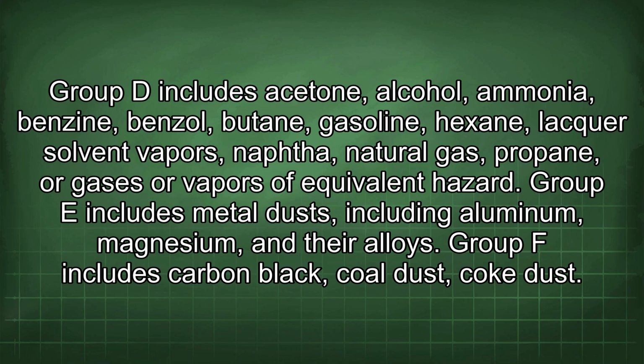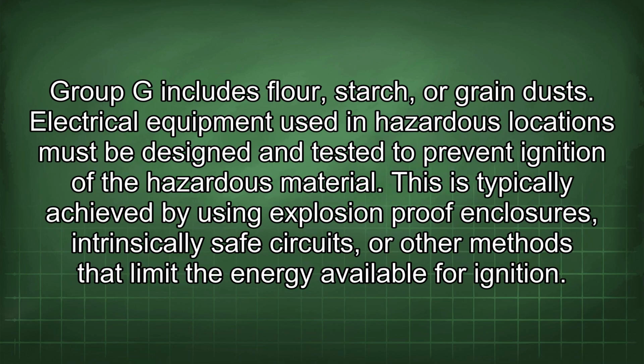Group E includes metal dusts, including aluminum, magnesium, and their alloys. Group F includes carbon black, coal dust, and coke dust. Group G includes flour, starch, or grain dusts.